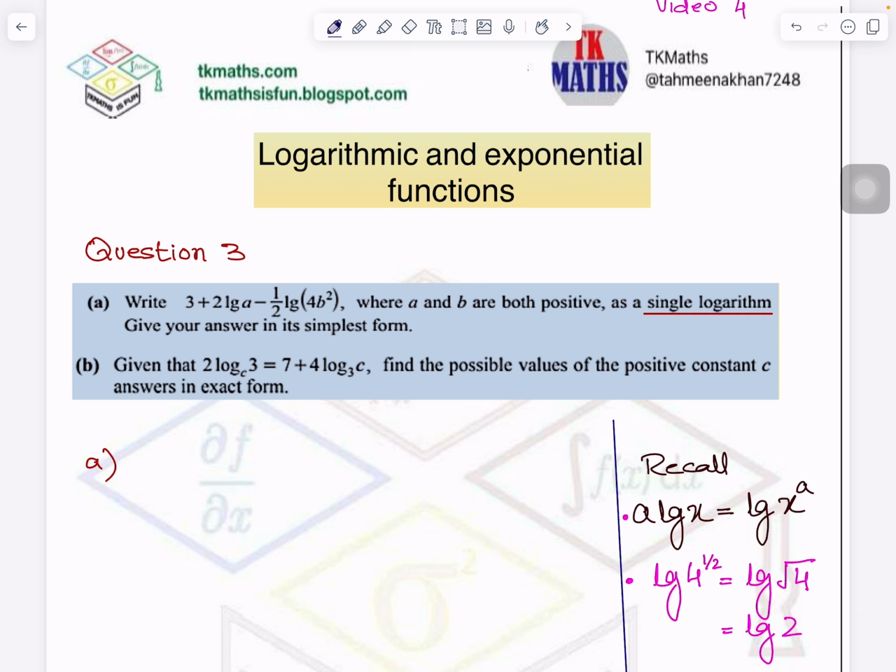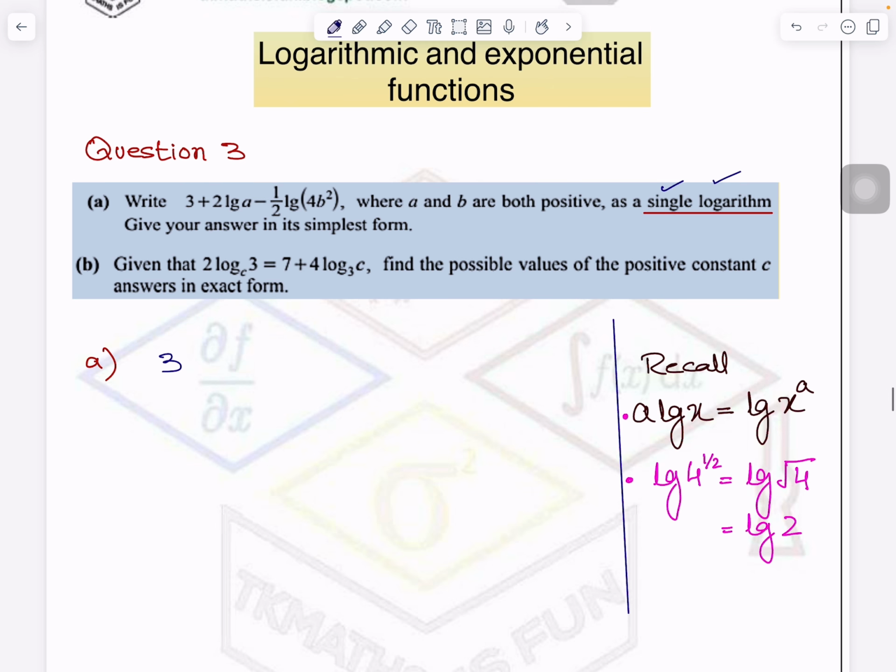In part 1, it is not an equation, it is an expression, and that's why the question is saying change it into a single logarithm, right? So let me write here 3 plus 2 lg a, and I have already told you in the previous videos, when it is lg, it means it is log base 10, right? So we know that thing. So I'm just copying down the question.